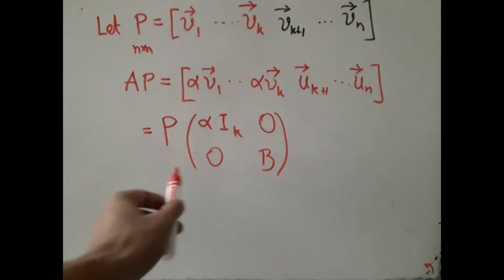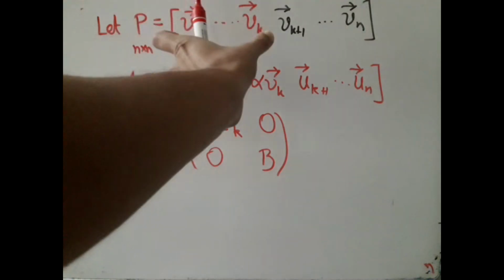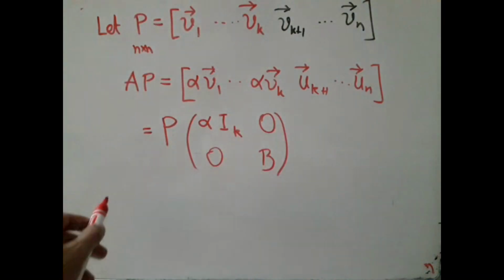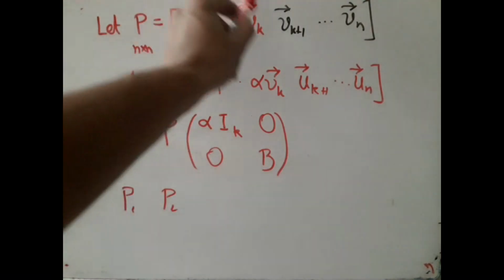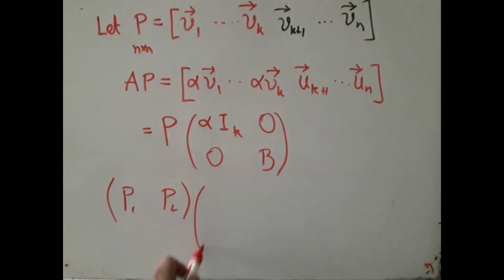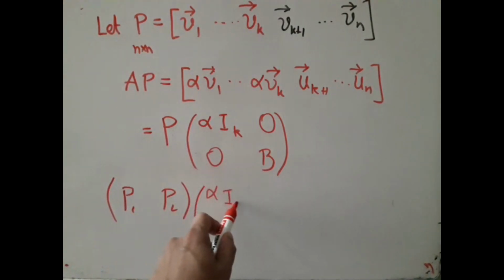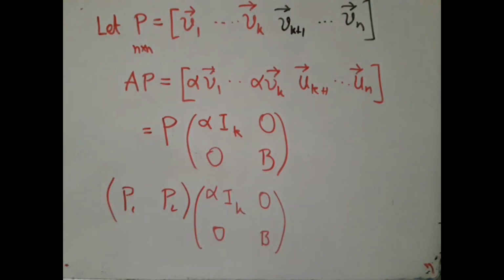Now why is this true? Because consider P as made up of two parts, the first part and the second part. Suppose I call them P1 and P2. So P1 consists of this part, P2 consists of that part, and you are multiplying this with the matrix alpha I_k, 0, 0, B. I just said B for some B. We will see how we can get that B.